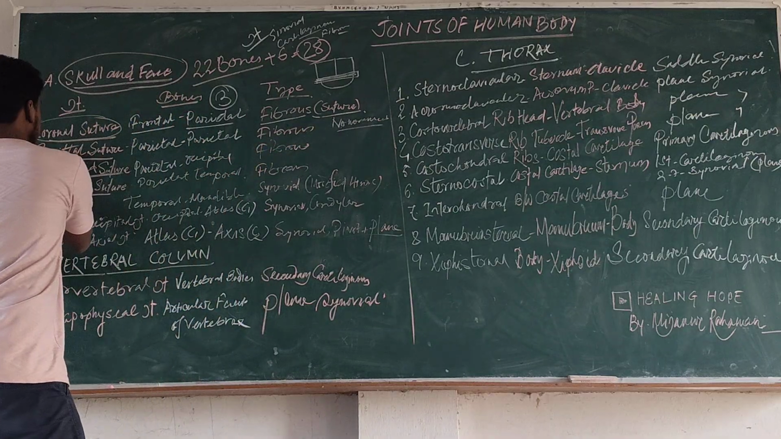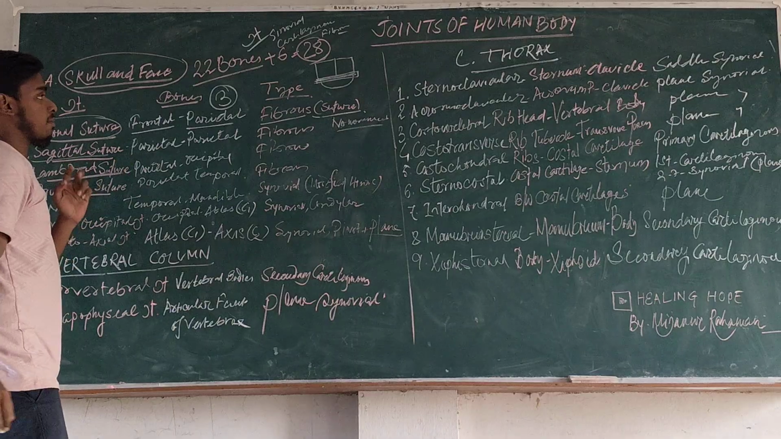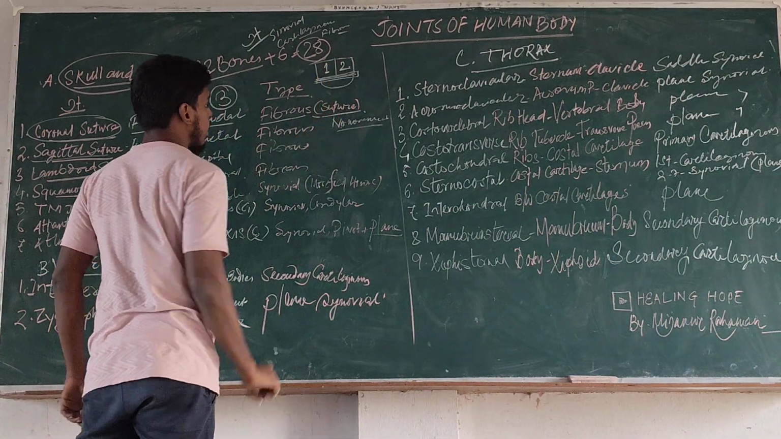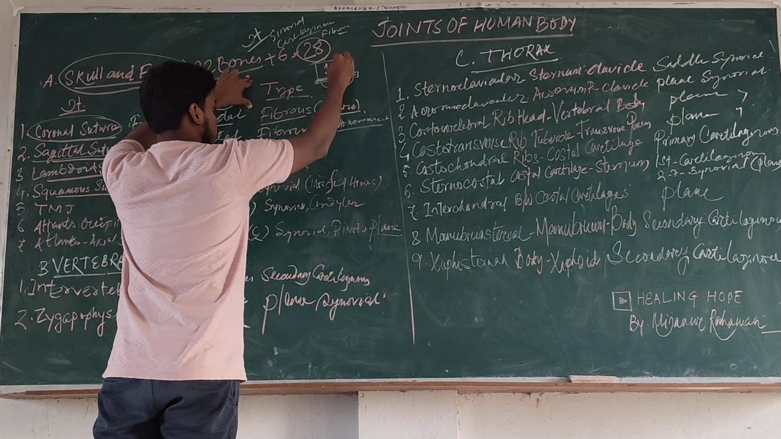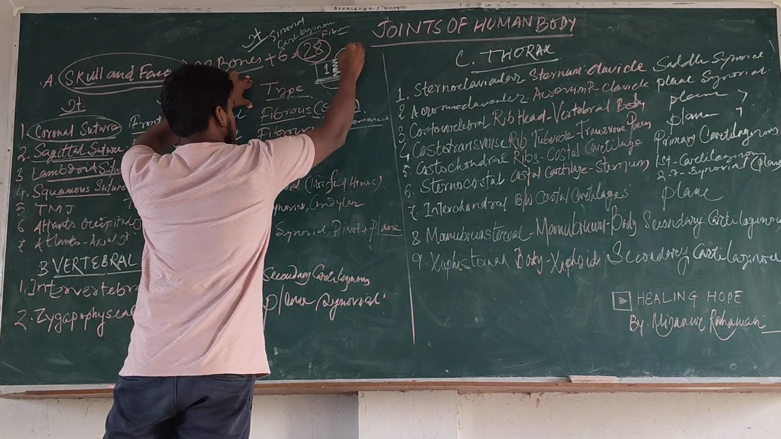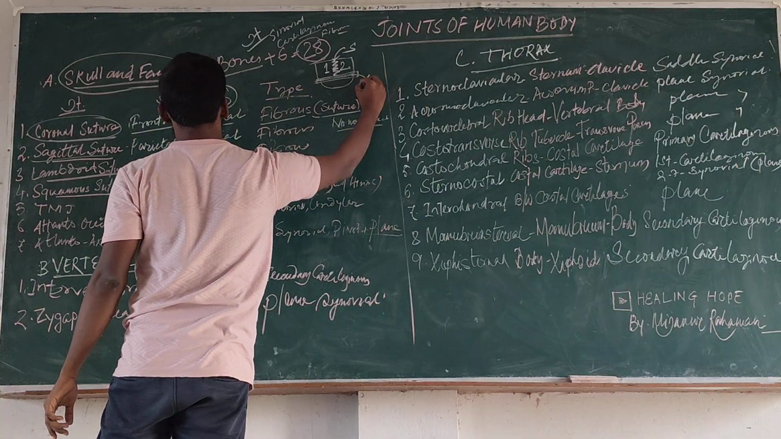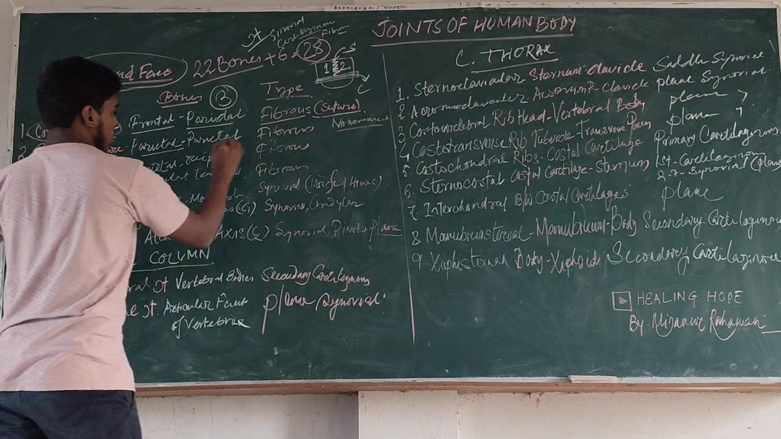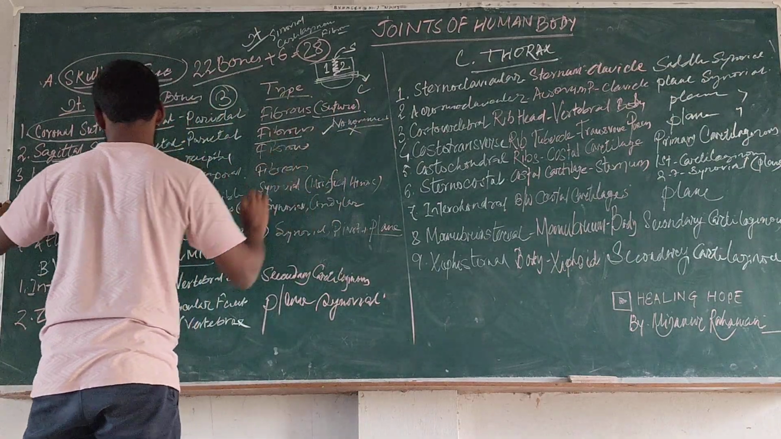Then the sagittal suture. This joint is formed by both parietal bones. This one is parietal number 1 and this is parietal number 2. These two bones constitute the sagittal suture. This one is the sagittal and this one is the coronal. Now this joint is also fibrous and suture type. There is also no movement.